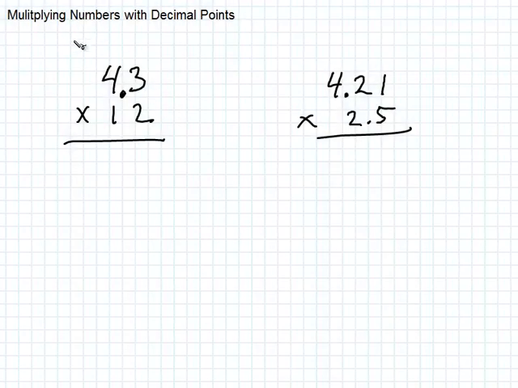Okay, multiplying numbers with decimal points is really, really easy, assuming you can multiply whole numbers. Because we're going to do this exactly like if we're multiplying whole numbers, but then one little trick at the end to figure out where the decimal point goes, and that's it. So I'm going to show you the rule, show you how it works, and then I'm going to come back and explain why the rule works.